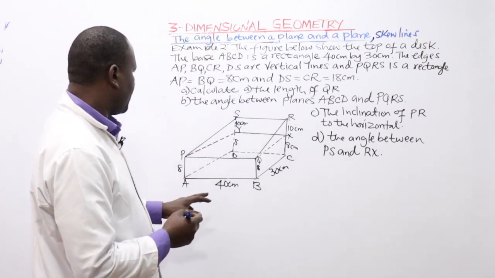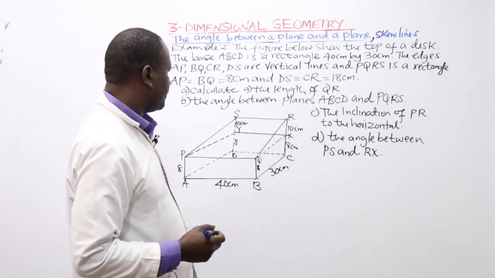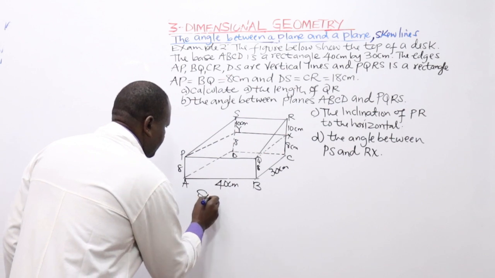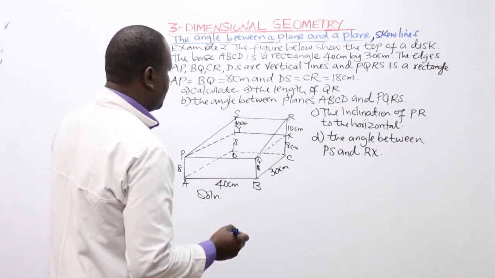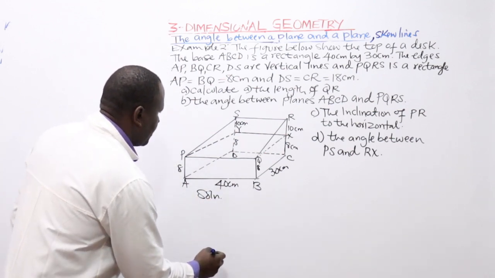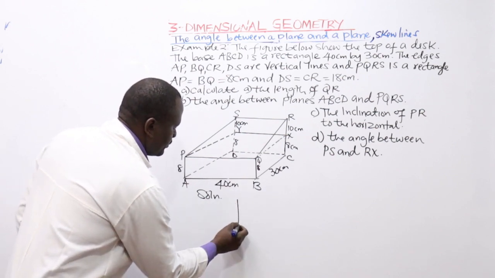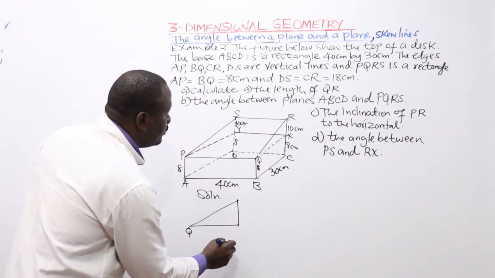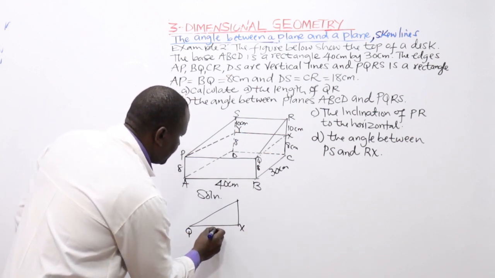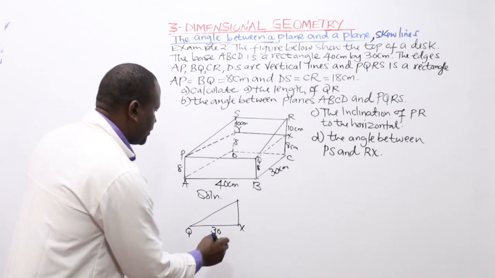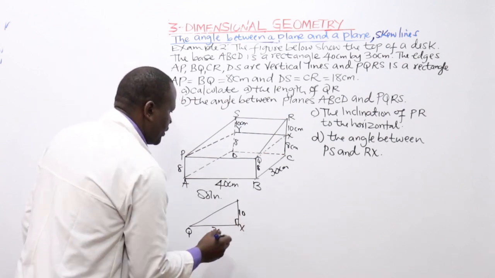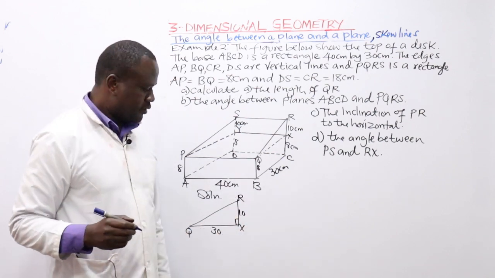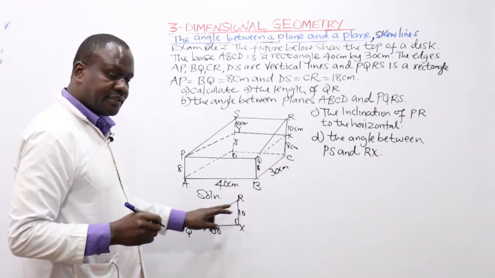Calculate the length of QR. Now, to get QR, it is simple because we have RX, QR, QX is 30. This is 10. So here we just use Pythagoras theorem. Therefore, this is the longest side.